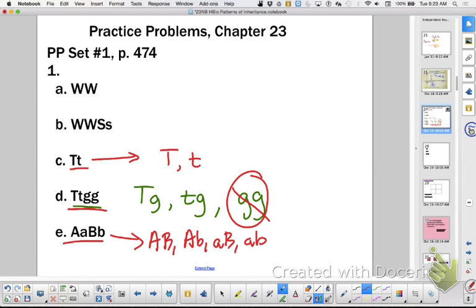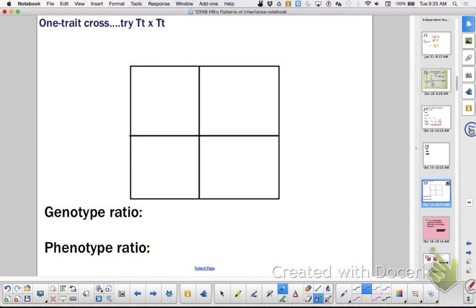Clarifying questions with me? Please. Okay, look right here. If I asked you to do that cross and give me genotype and phenotype ratios, could you see that Punnett square in your head? You don't even need to do it, right? You can envision it. Come up with the ratios. You can either write it down or think it in your head, totally up to you. I'll do it up here and we'll see if we match.